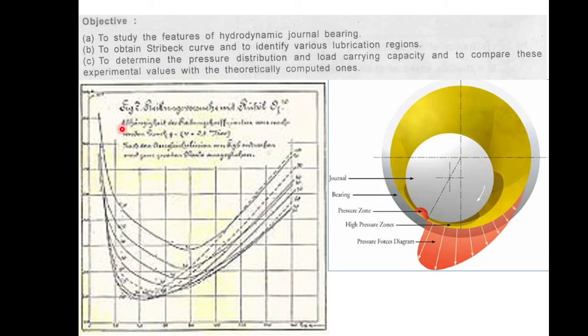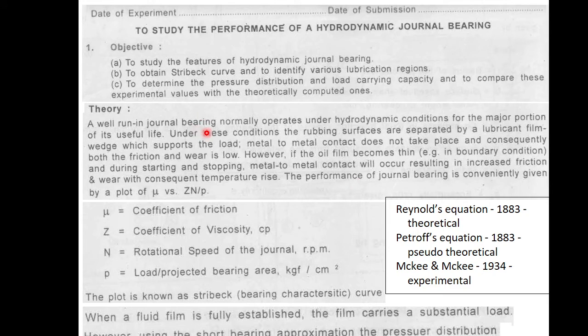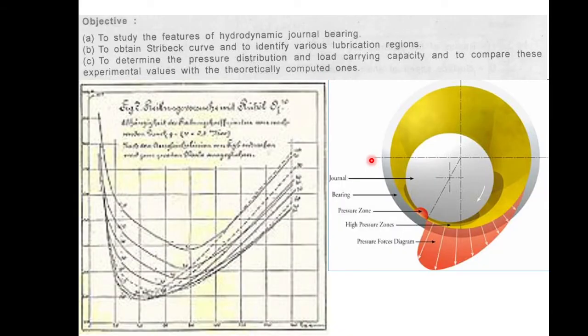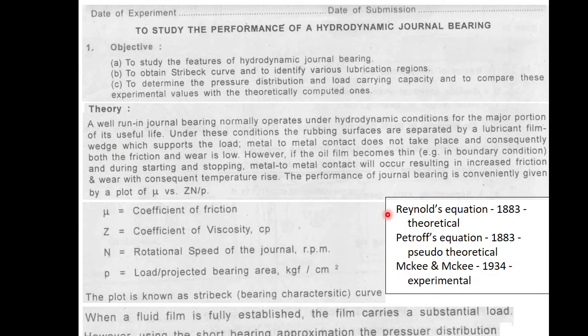Such a curve where there were three regions. This was the friction coefficient along the y-axis and bearing characteristic number along the x-axis. That is the Stribeck curve. And to determine the pressure distribution and load carrying capacity, and to compare these experimental values with theoretical computed ones. So that means this is the pressure distribution. We will see what the pressure distribution is in that setup.